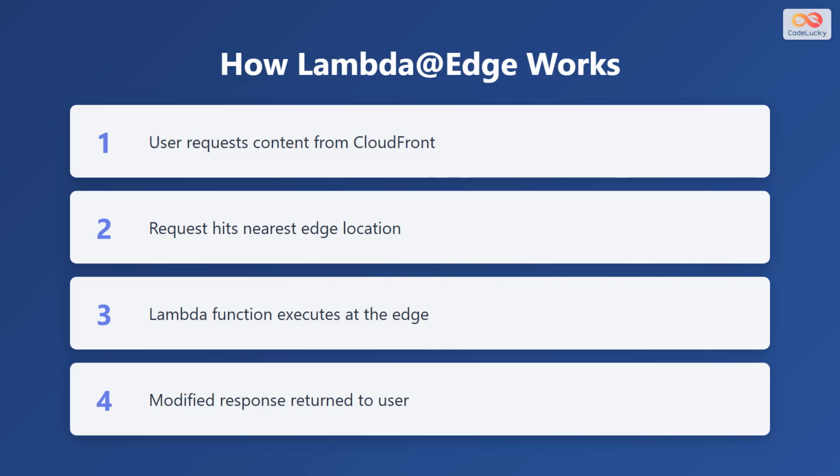Let's understand the workflow. First, a user requests content from CloudFront. Second, the request hits the nearest edge location based on the user's geographic location. Third, your Lambda function executes right there at that edge location. Fourth, the modified response is returned directly to the user. This entire process happens with minimal latency because everything occurs at the edge, close to the user.